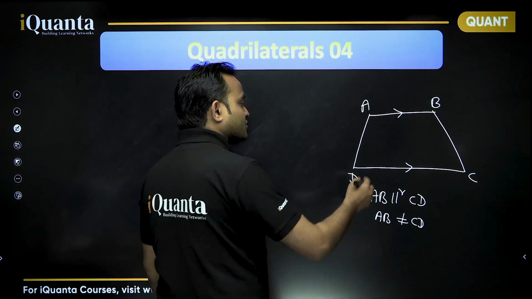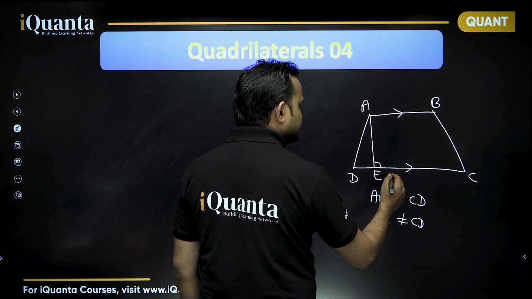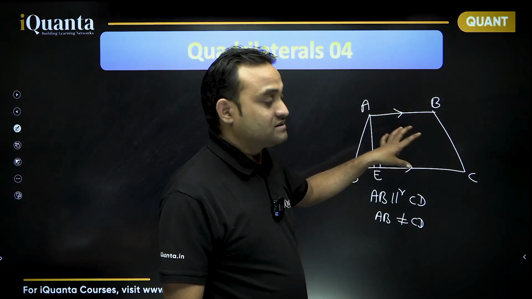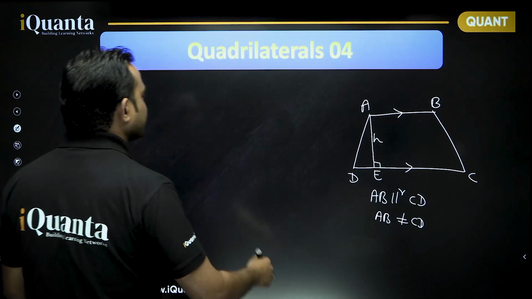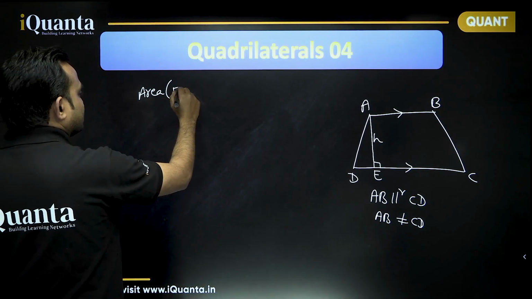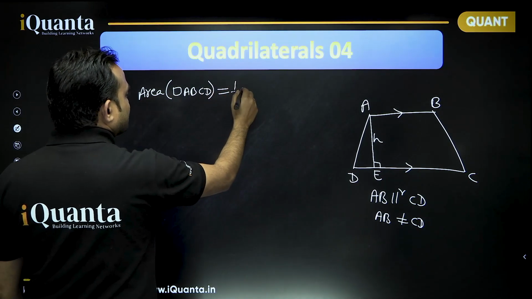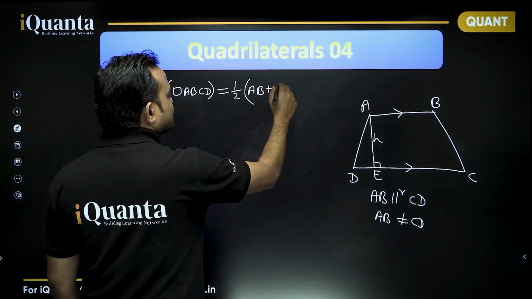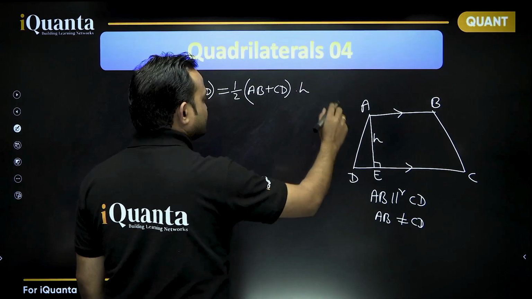Now, if I draw a perpendicular height from point A to CD, let's say this is E, which is also known as the distance between the two parallel sides. Let's say this is H. So we can say that the area of this trapezium ABCD will be equal to half of the sum of the parallel sides, which is AB plus CD, into height H.